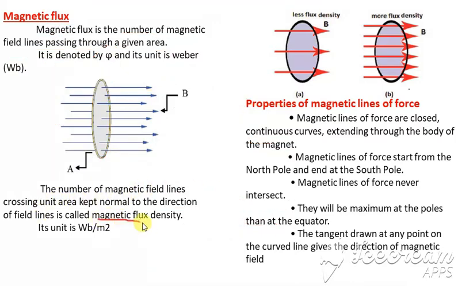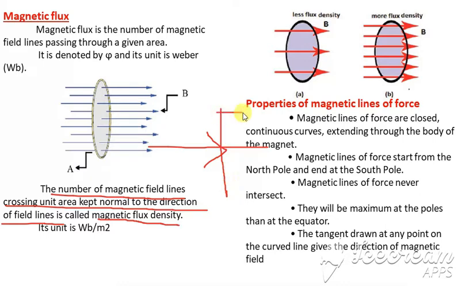Next is magnetic flux density. Magnetic flux density is the number of magnetic field lines crossing a unit area kept normal to the direction of the field lines. If this is the direction of field lines, the area is kept normal, which means perpendicular. The number of lines that cross it is called the magnetic flux density. In magnetic flux, it denotes just the number of magnetic field lines.